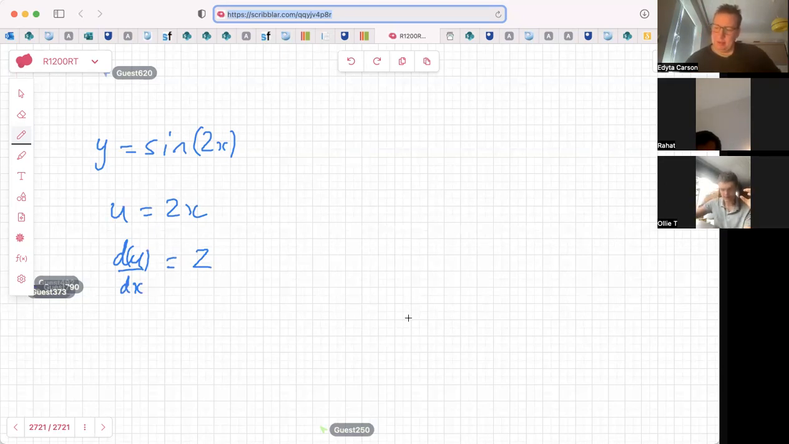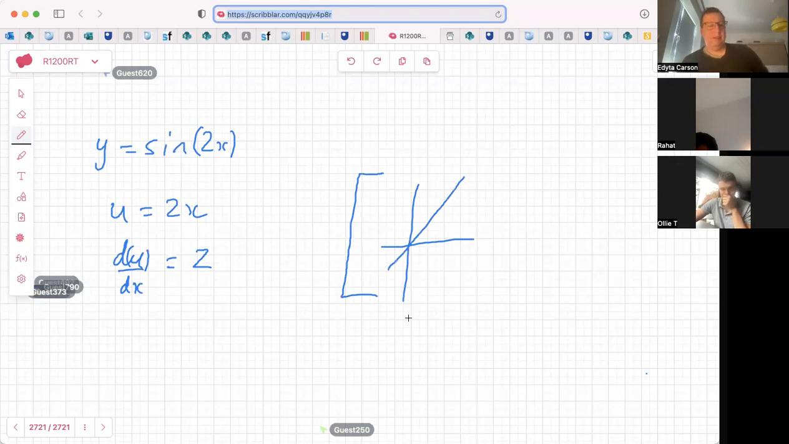It's like the gradient 2. Go on, Rahat. I said a line with a gradient 2 that passes through 0. Yeah, perfect, thank you. So it's a straight line, isn't it? Gradient 2 looks like that. So do we need to differentiate this?